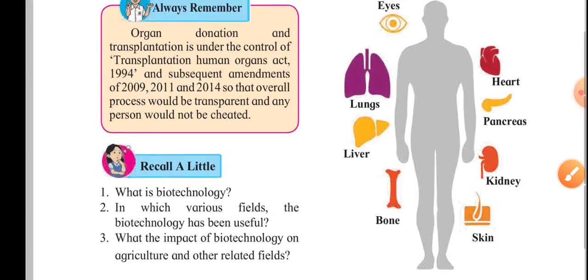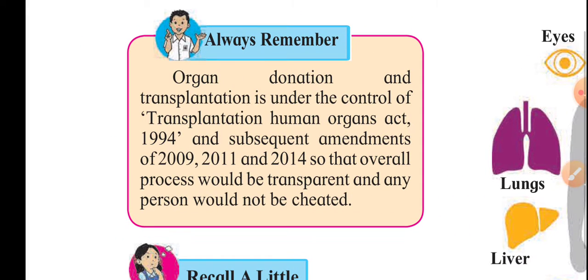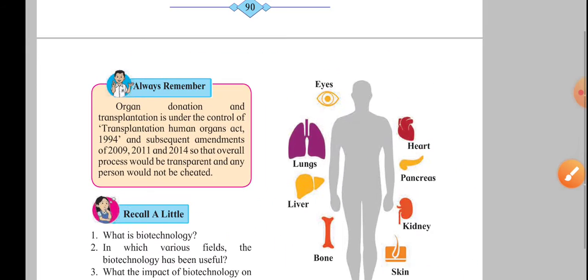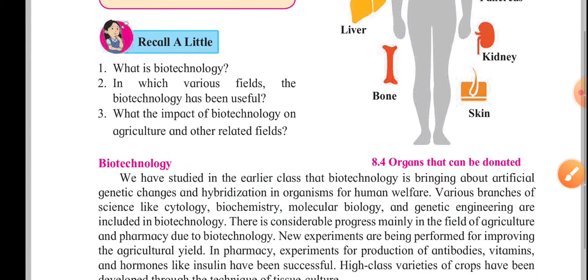Another thing they have given over here is about organ donation. Organ donation and transplantation are under the control of the Transplantation of Human Organs Act 1994 and subsequent amendments of 2009, 2011 and 2014, so that the overall process would be transparent and no person would be cheated. So this is about stem cells and the things related to it.